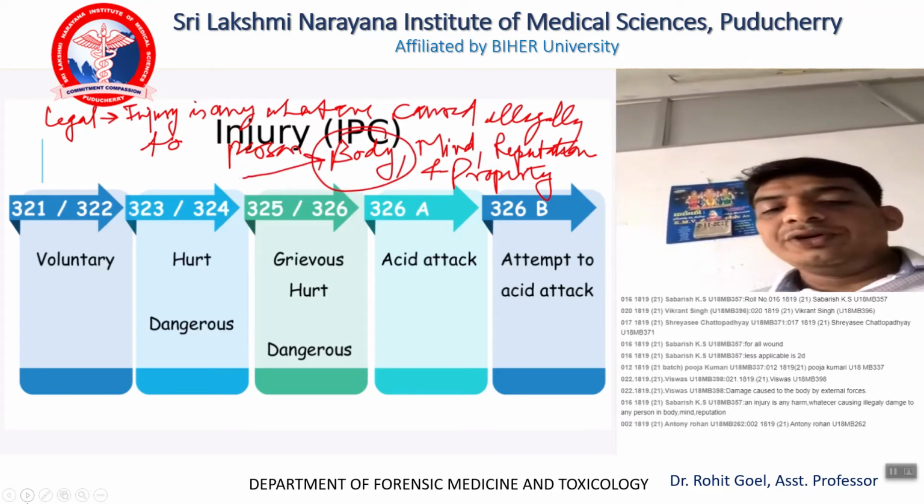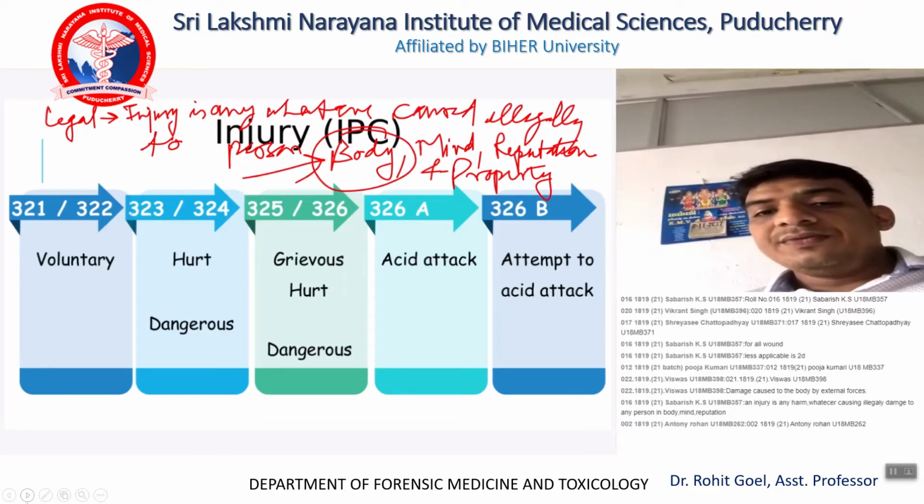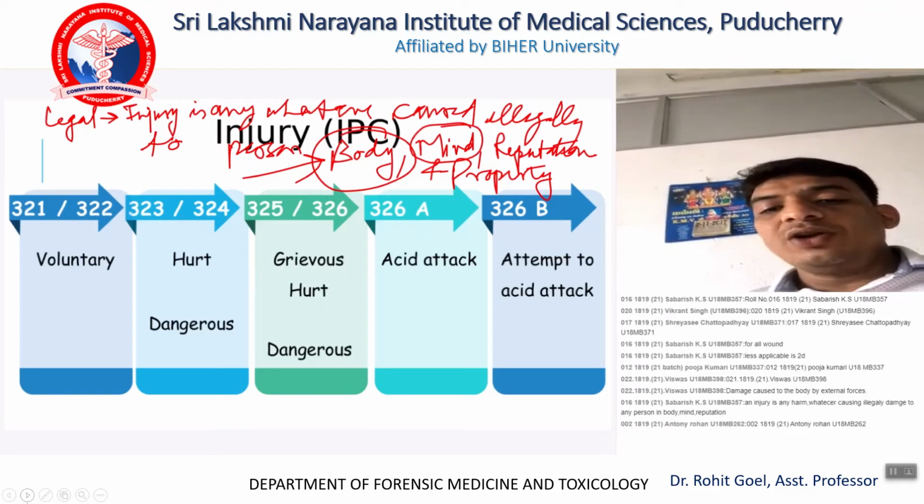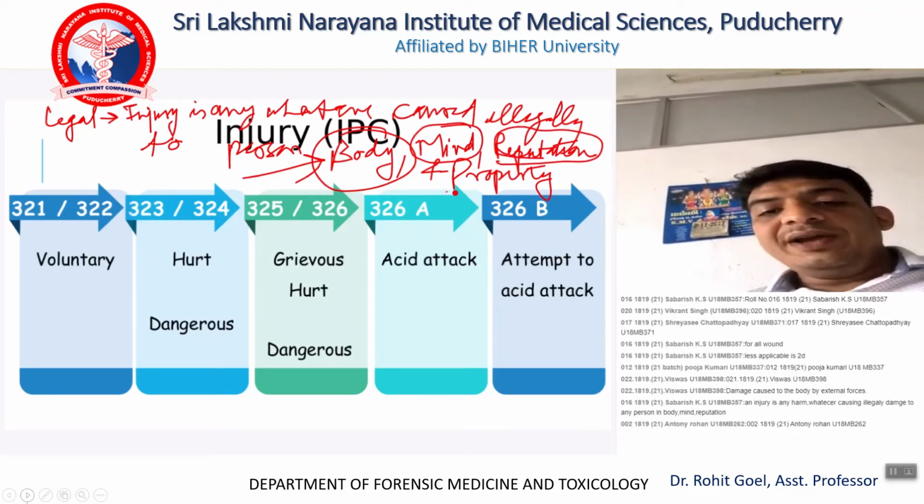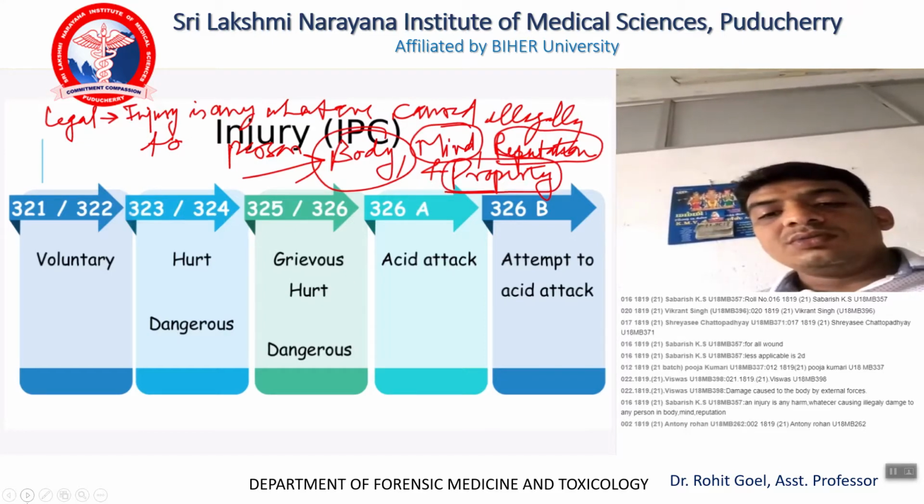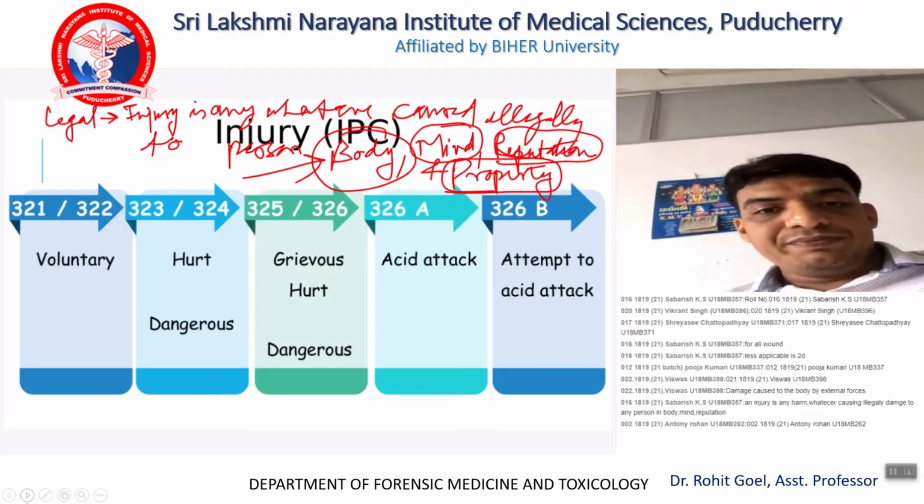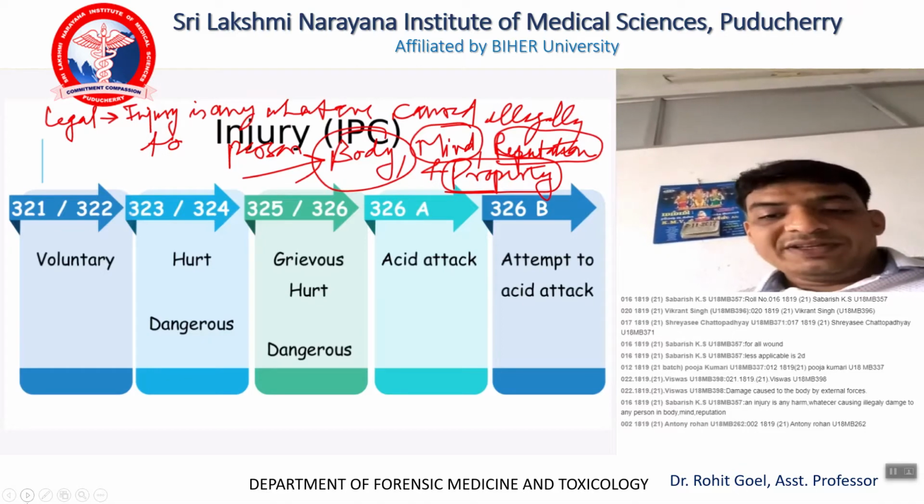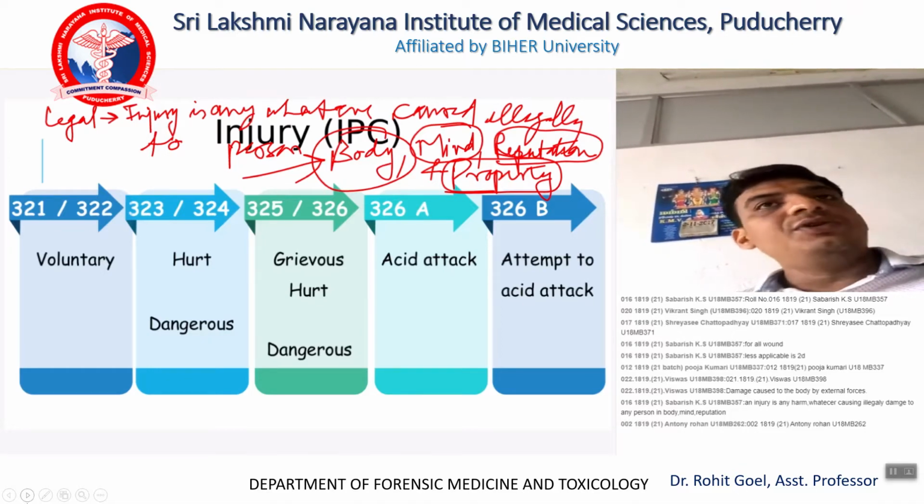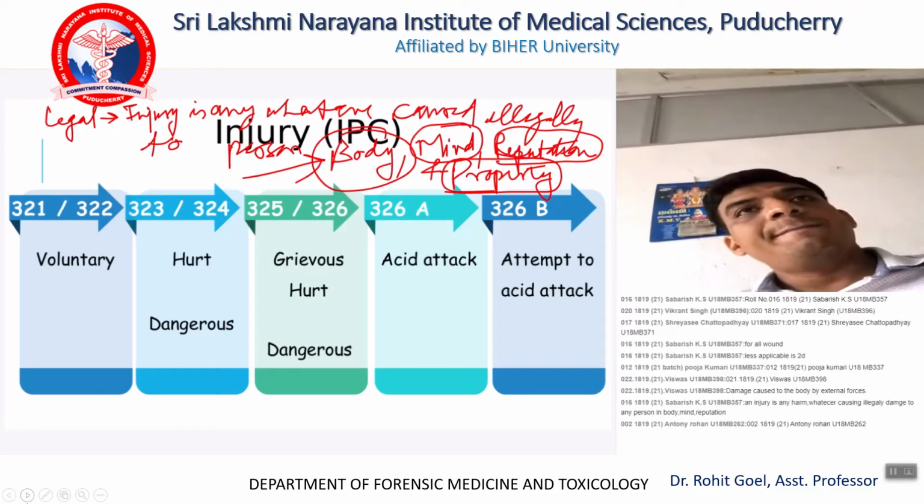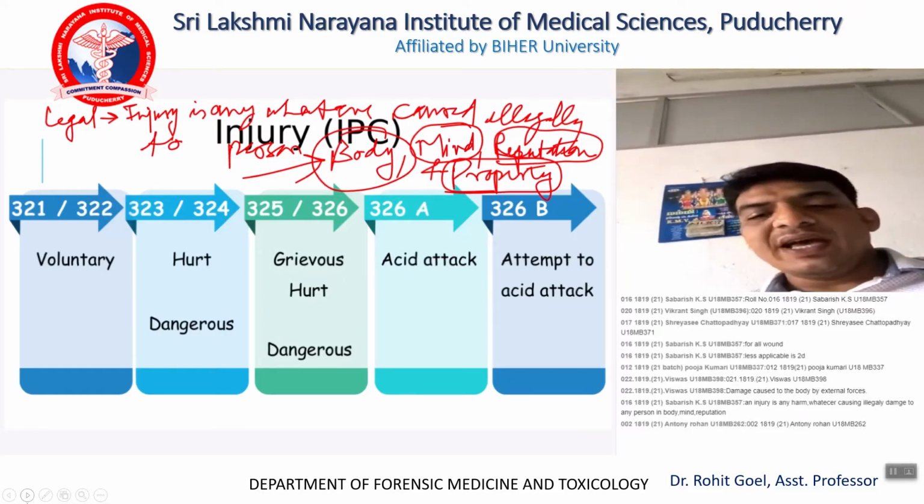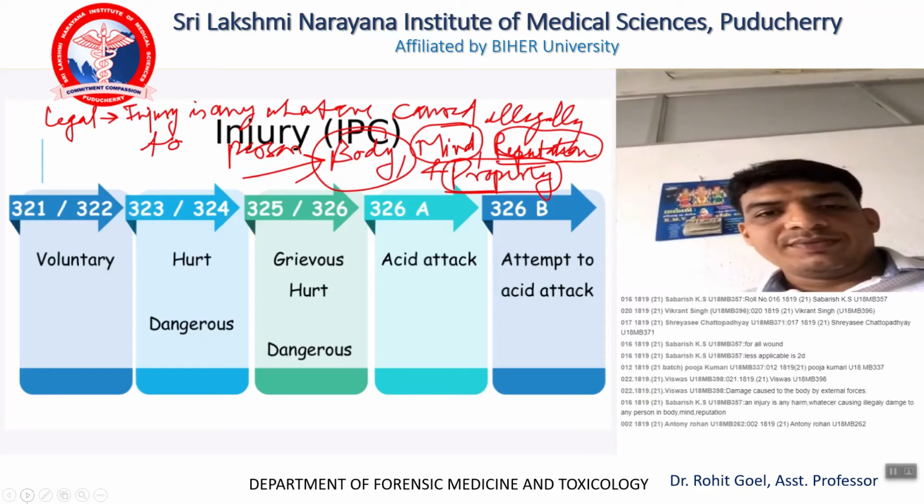It is not restricted to body. It also includes psychological stress. It also includes societal reputation and also property of the person. So it is a wider definition. It does not just limit itself to the definition of human body. Understood? As far as I have come to know, you have been taught all these things, so just for the sake of revision, I'm going through it again.